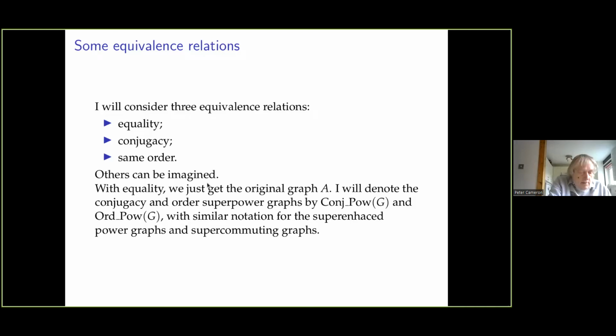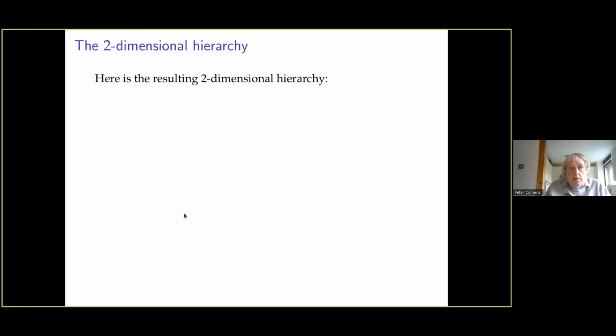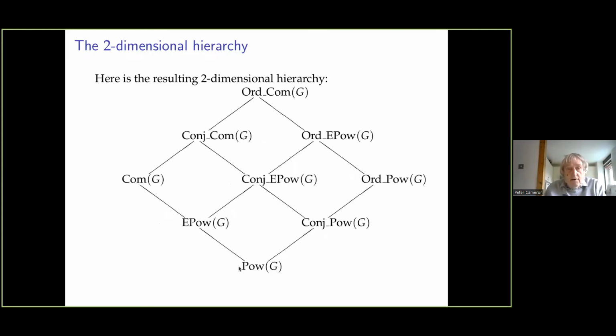Right, so how do these graphs relate? We get a two-dimensional hierarchy because we can increase the graph and we can increase the equivalence relation. And it looks like this. So the power graph is contained in the enhanced power graph is contained in the commuting graph. If you go to the conjugacy supergraph, you get those three. And if you go to the order supergraph, you get those three. So we have this two-dimensional hierarchy of graphs defined on a group.